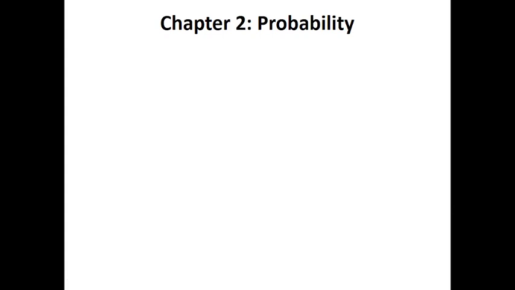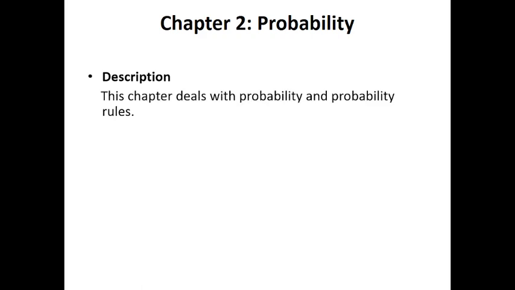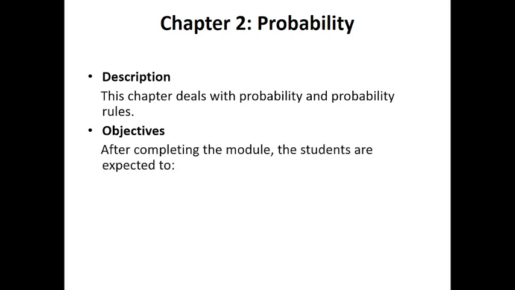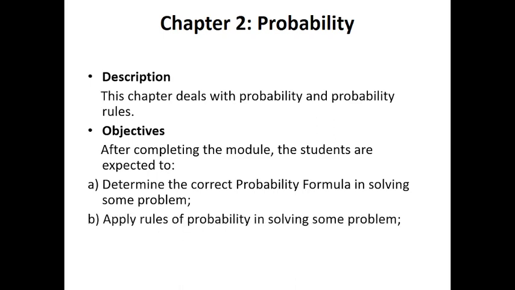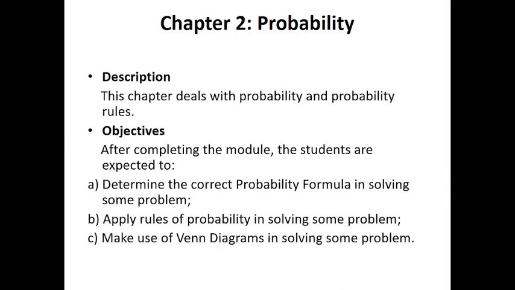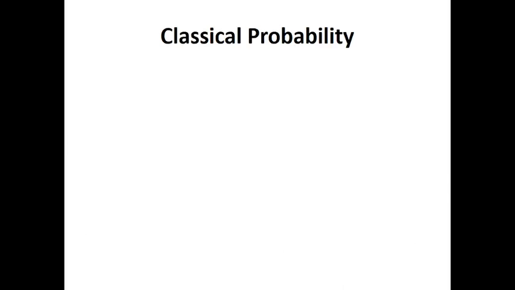So we have chapter 2, probability. This chapter deals with probability and probability rules. And the objectives are as follows. You are expected to determine the correct probability formula in solving some problem, apply rules of probability in solving some problem, and make use of Venn diagrams in solving some problem.